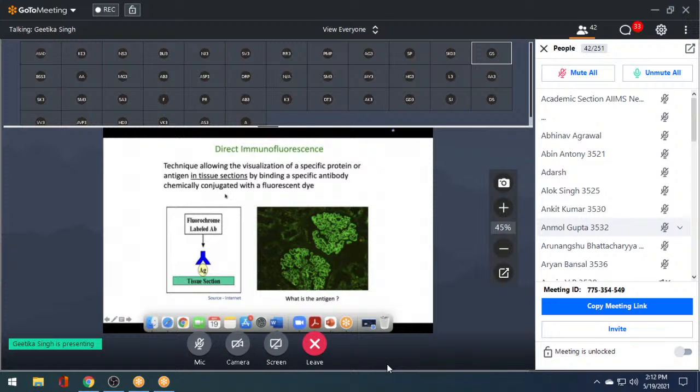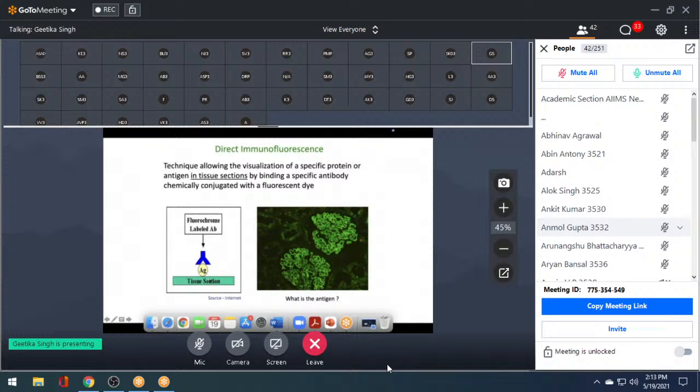The type of immunofluorescence which is done in kidney is called direct immunofluorescence. This is important for you to know. What is direct immunofluorescence? It's basically a technique allowing the visualization of a specific protein or antigen in the tissue section itself by binding a specific antibody, which is chemically conjugated with a fluorescent dye. So that's how you would define direct immunofluorescence. And this pictorial really tells us what's happening.